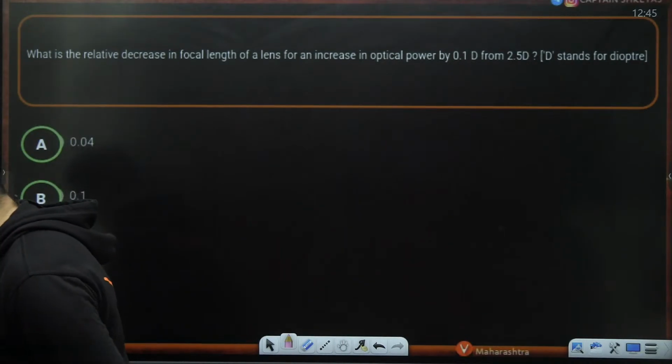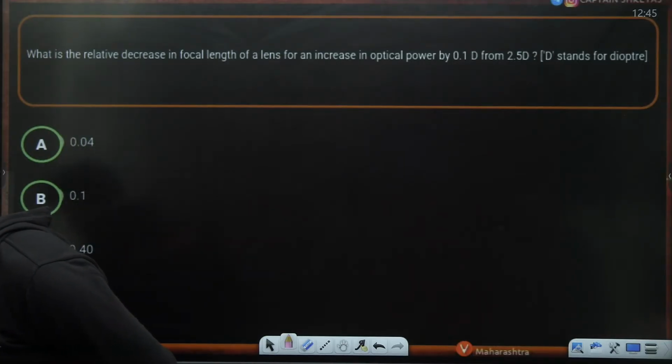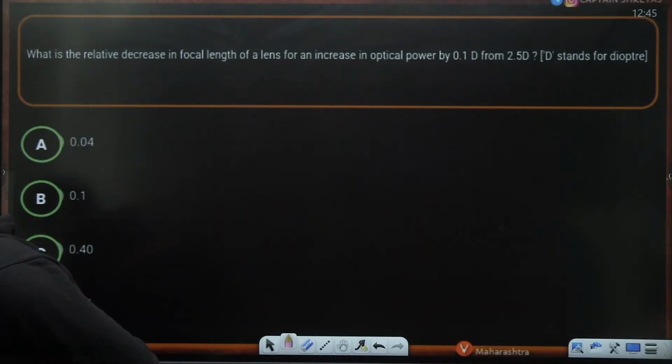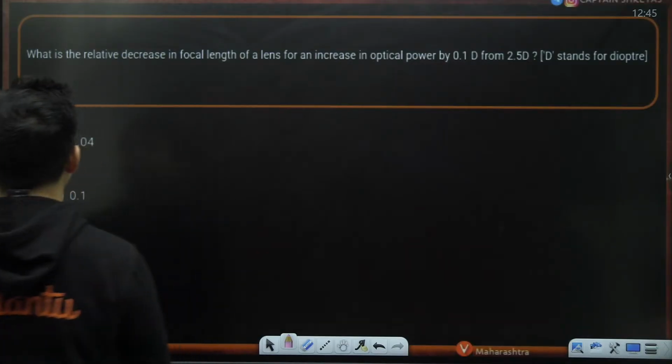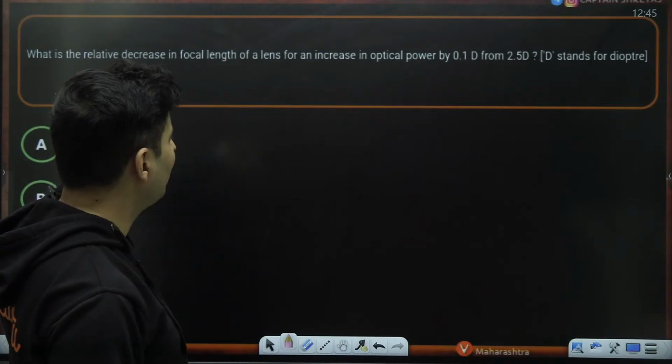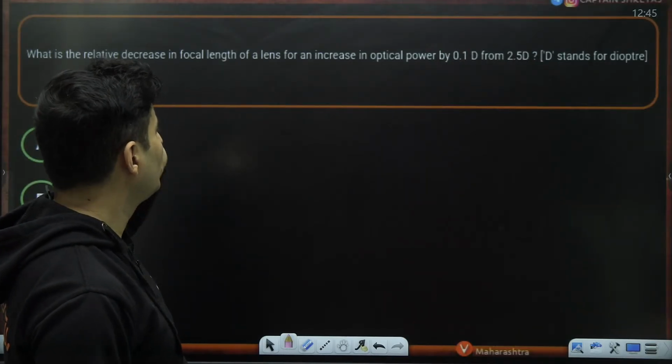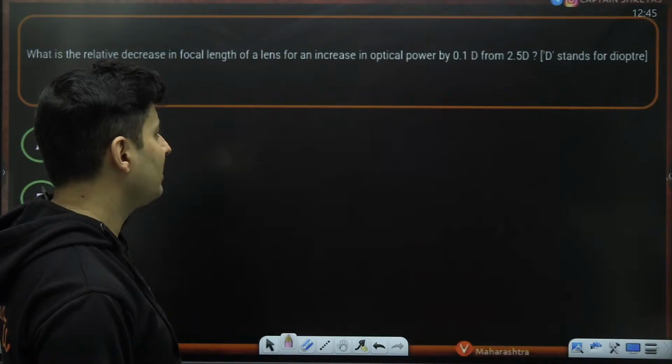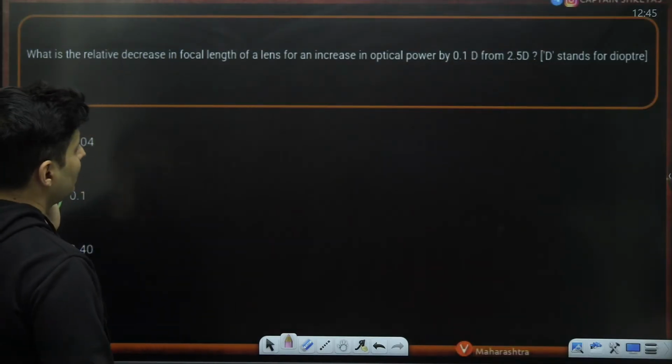Yeah, it was definitely a nice question for sure. Correct. So what is the next one? What is the relative decrease in the focal length of a lens for an increase in the optical power by 0.1 D to 2.5 diopters? So D stands for diopter. Relative decrease in the focal length.